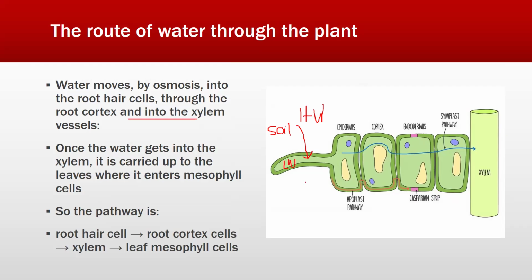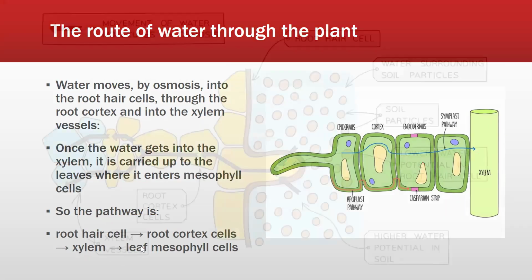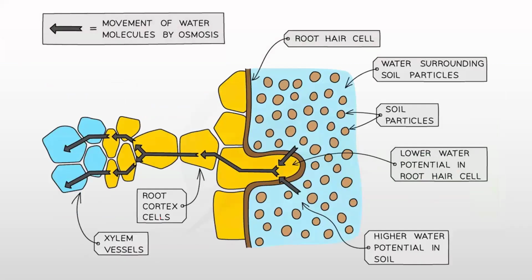First it has to come from the soil into the root hair cell, then from the root hair cell to the cortex cells, and from the cortex cells into the xylem. Once the water gets into the xylem, it is carried up to the leaves, where it enters the mesophyll cells. So the pathway is soil to root hair cell to root cortex cell to xylem and then to the leaf mesophyll cells, where the water is needed for photosynthesis.